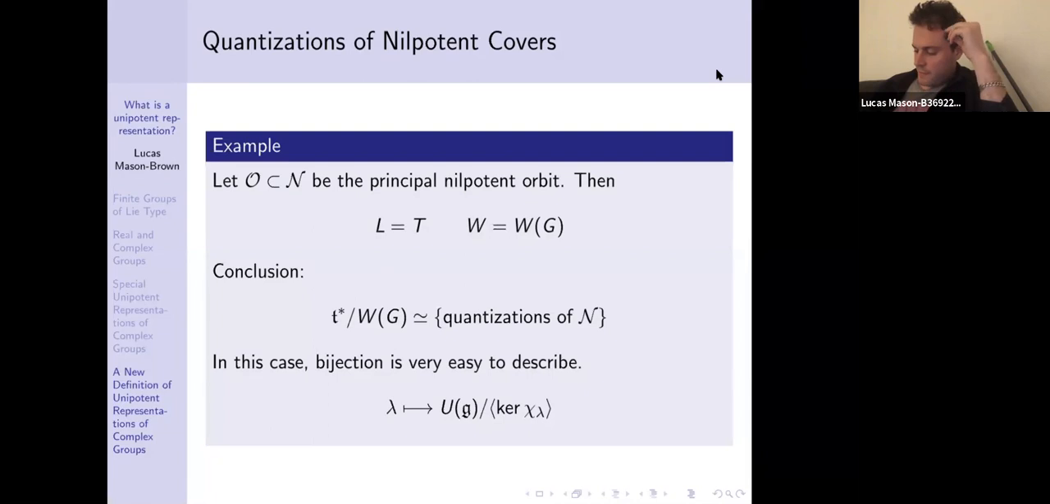And in this case, and pretty much only in this case, the bijection is very easy to describe. If you have a Weyl group orbit on T star, lambda, you get an infinitesimal character, chi of lambda, and its kernel generates a two-sided ideal in UG, and you can form this central reduction, which turns out to be a quantization of the ring of functions on N. And the statement is that all quantizations are of this form, and no two such are isomorphic.